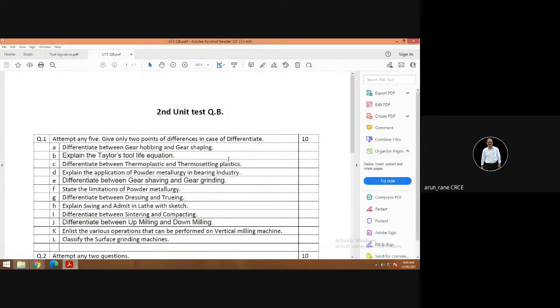My observation is that whenever it is mentioned that you have to give 2 points of differences, give only 2 points, because usually the third and fourth points are not checked. So ensure that the first 2 points you write are correct. If the left hand side point is correct and the right hand side point is wrong, don't expect half a mark. If it is a 2 marks differentiation, you must give 2 points.